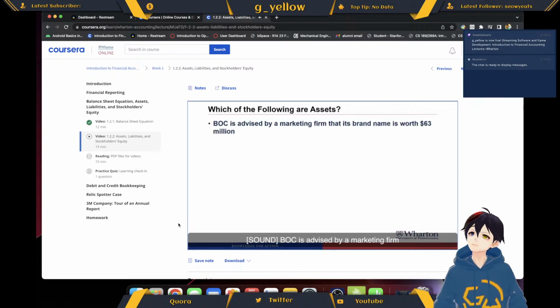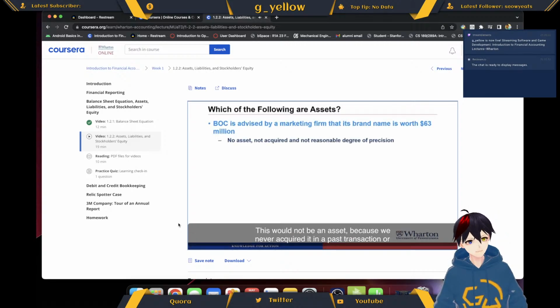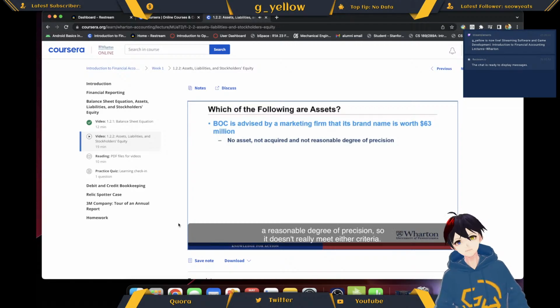BOC is advised by a marketing firm that its brand name is worth $63 million. 63 million brand name. This would not be an asset because we never acquired it in a past transaction or exchange. And you could argue that the value of the brand cannot be measured with a reasonable degree of precision, so it doesn't really meet either criteria.